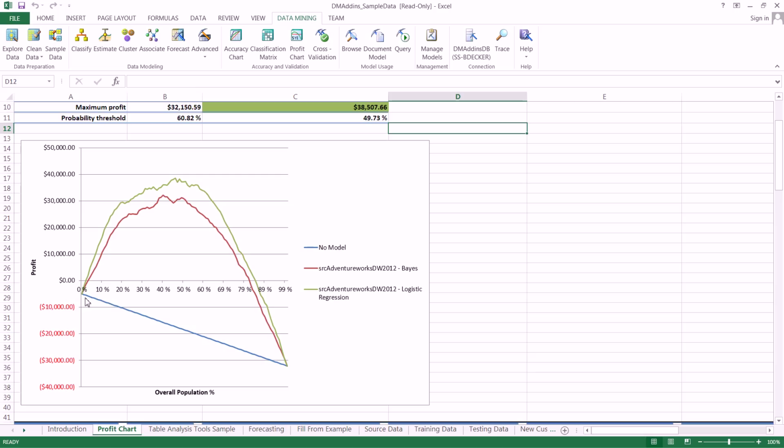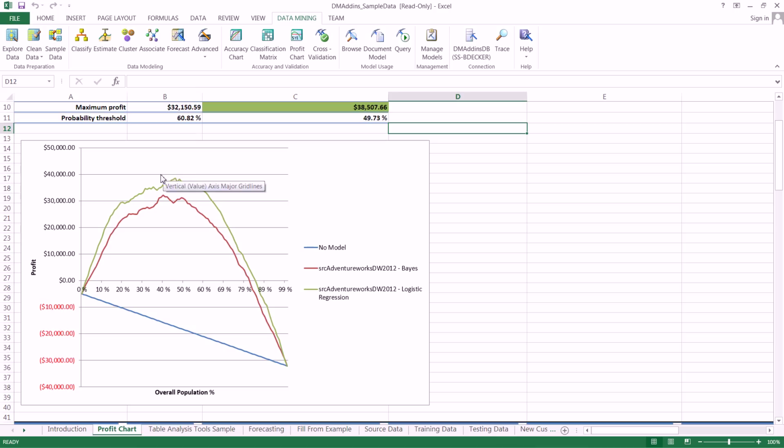Starting with the blue line, since there is no prioritization, we just pick people randomly from our pool of possible customers. As we go along, we continually lose money, all the way down to the very bottom here, roughly $32,000. But if we use a model, since we're prioritizing the people most likely to respond, in this case to purchase bikes, we immediately get a huge uptick along the logistic regression model, and then it plateaus at the top and starts to descend down here.